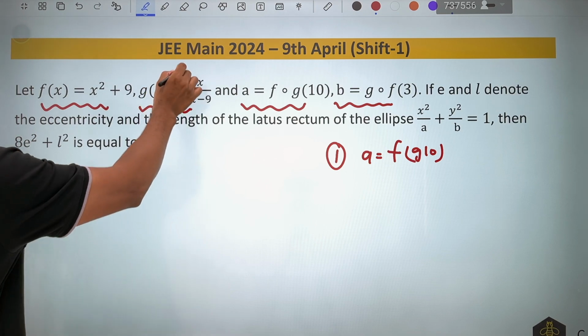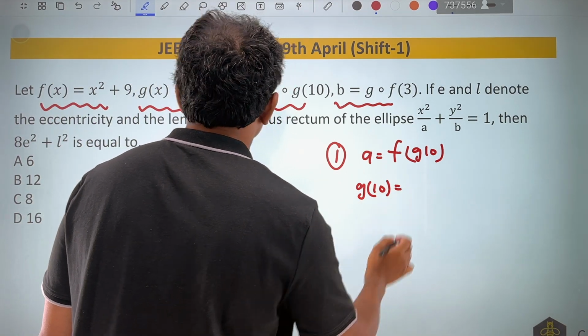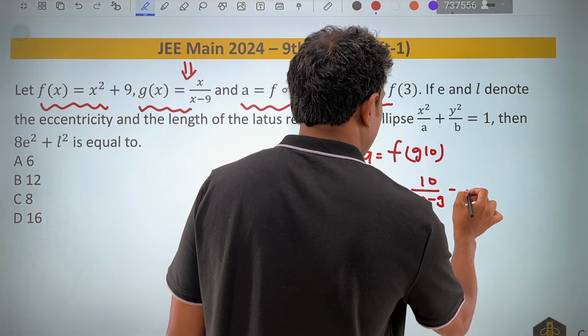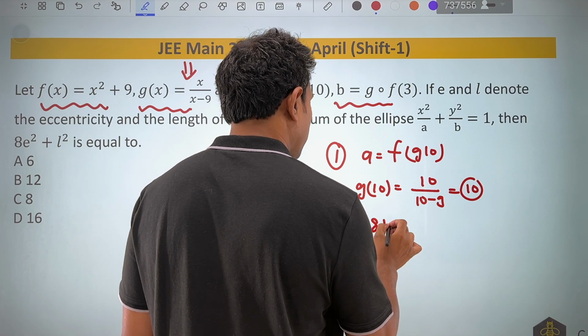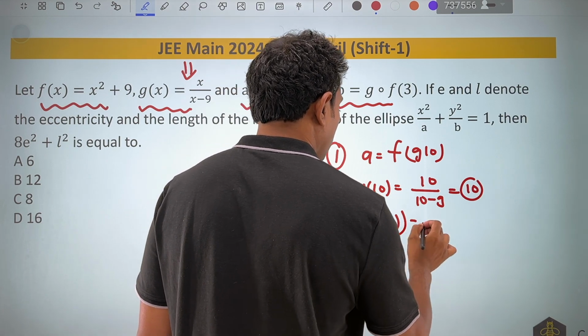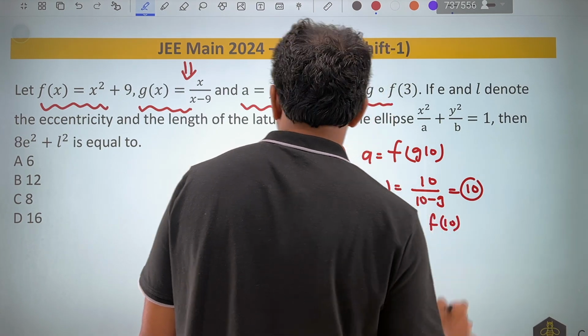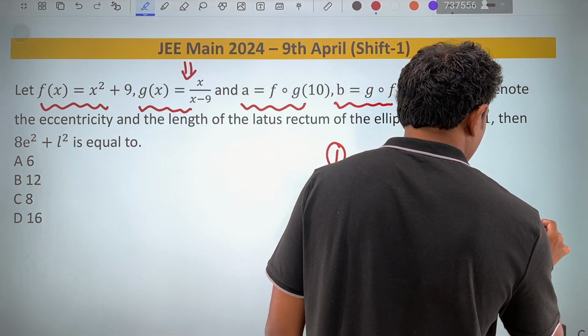So if I put 10 in this, let us see what will be the value of g of 10. So g of 10 will be nothing but 10 by 10 minus 9, it comes out to be 10. And if I put f of g of 10, this value will go inside the f function. So it will become f of 10. That is nothing but x square plus 9. So this becomes 10 square plus 9. It is 109.